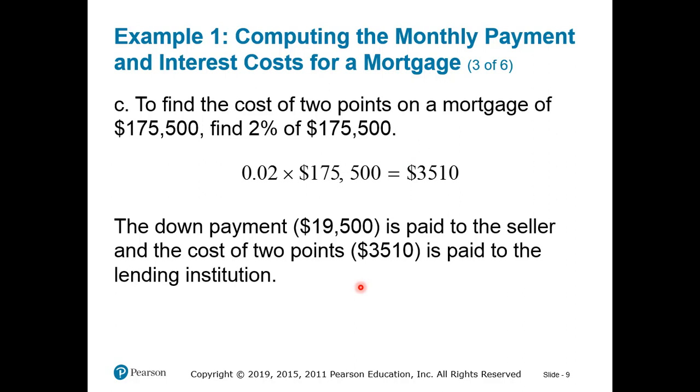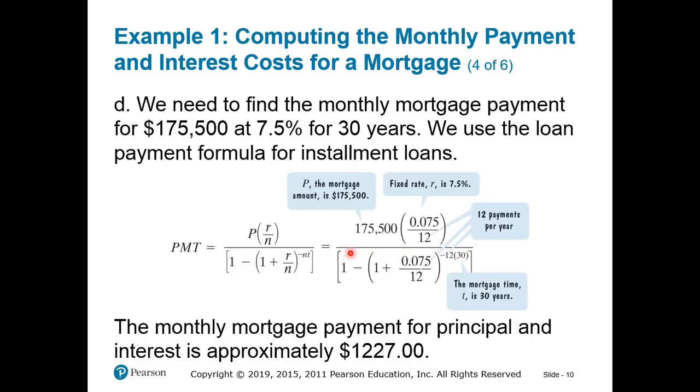So basically you'll have two checks. You'll have one check for $19,500, that will be paid to the seller. That's the down payment. And then you'll have a separate check that will be paid to the lending institution, or whoever is doing the closing, for $35.10. So there'll be two separate checks.